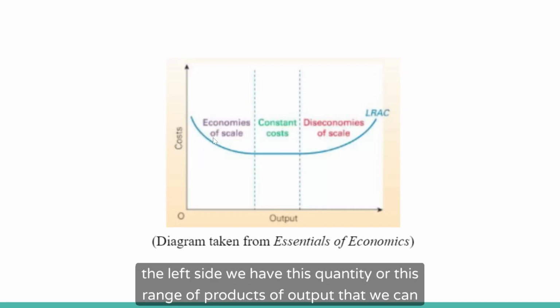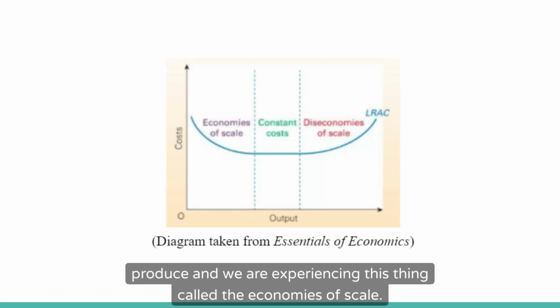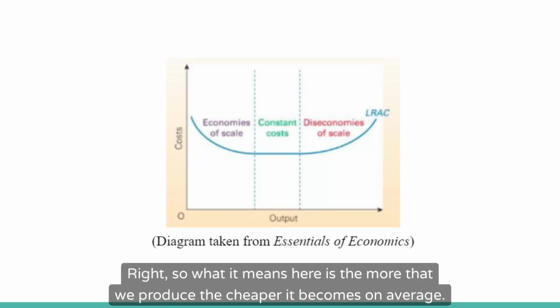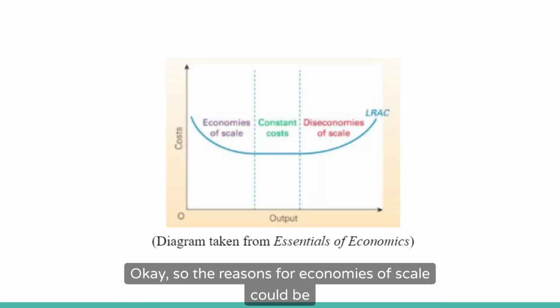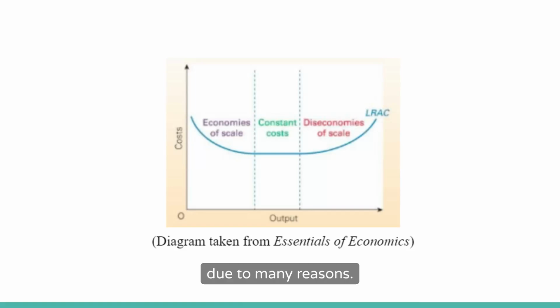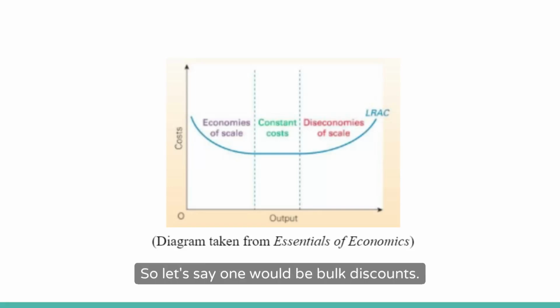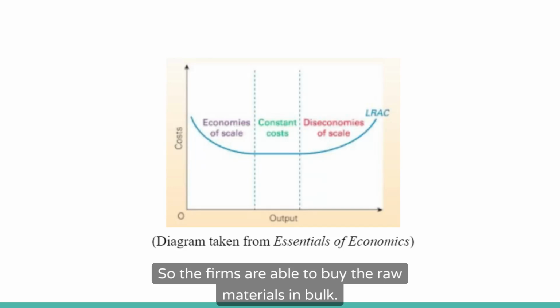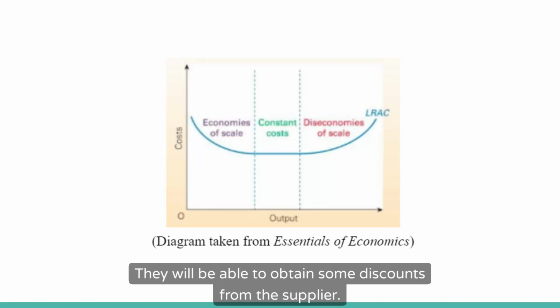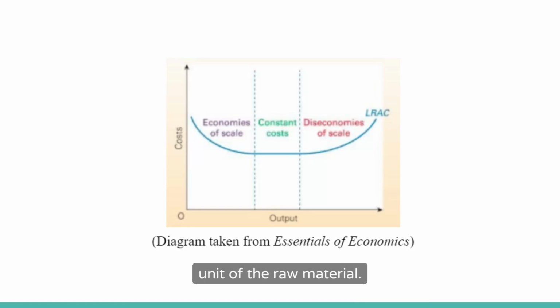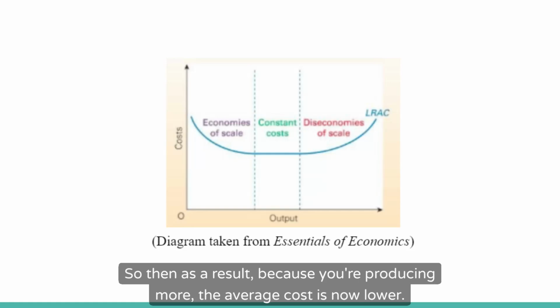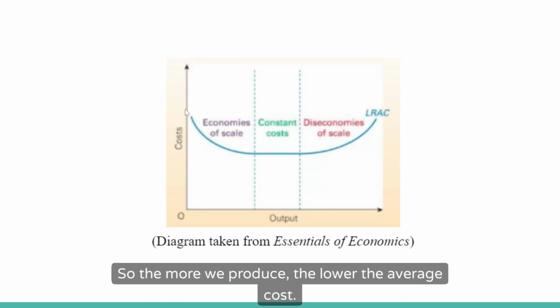On the left side, we have this quantity or this range of output that we can produce, and we are experiencing this thing called the economies of scale, right? So what it means here is the more that we produce, the cheaper it becomes on average, right? So every unit gets cheaper and cheaper to produce, so long as we produce within this range. Okay, so the reasons for economies of scale could be many. So let's say one could be bulk discounts. Okay, so the firms are able to buy the raw materials in bulk. They will be able to obtain some discounts from the supplier, right? So the supplier says, okay, because you buy in bulk, I'll give you a cheaper price for each unit of the raw material. Okay, so then as a result, because you're producing more, the average cost is now lower, right?